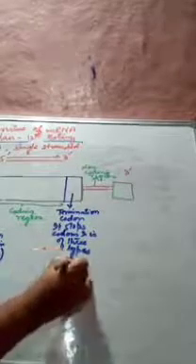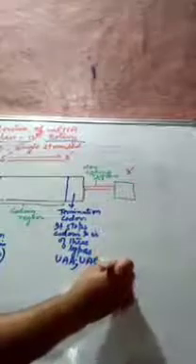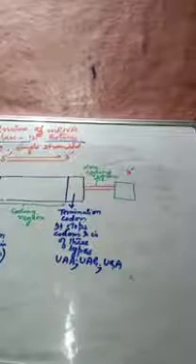UAA, this is one. Second one is UAG, and third one is UGA. So the stop codons are of three types: UAA, UAG, and UGA. Now this last one, what is this? This is called the tail, and this tail is called poly A tail.